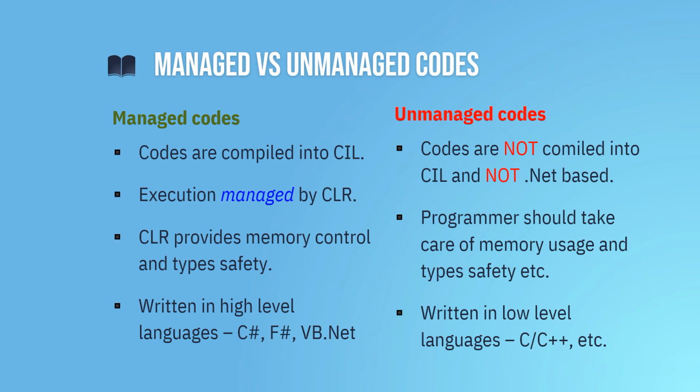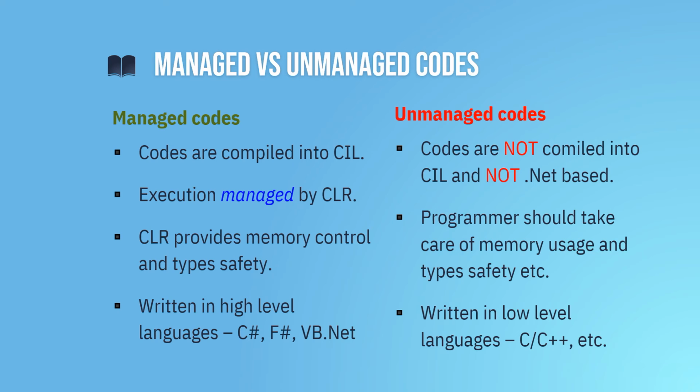We talked about managed and unmanaged code earlier. Then what are they and what's the difference between them? Briefly speaking, managed code is code written in high-level languages such as C#, F#, and VB.NET. As I mentioned, code written in .NET Framework-based languages is compiled into CIL and runs under CLR's control, which means CLR manages how your code runs in the system. CLR provides better memory control and type safety when running your code. Therefore, this is the reason it's called managed code.